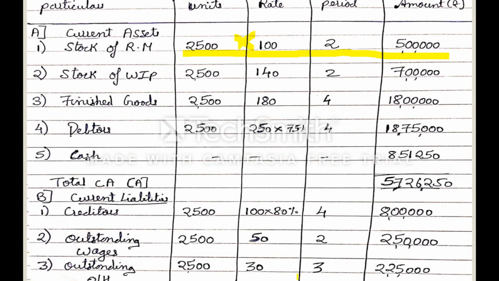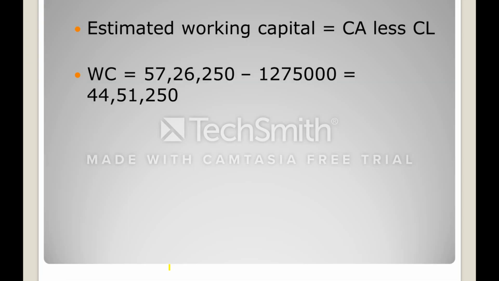Total current assets मिल गया. Total of current liabilities मिल गया. That means answer of A is there in front of you. And answer of B. If this 2 part is there with you, I need to get working capital. How do I get current assets minus current liability? Apply the formula and you will get 44,51,250 as your answer for working capital.